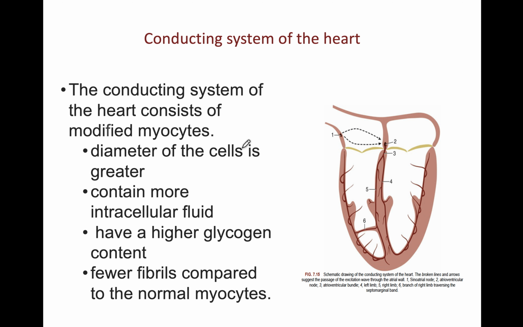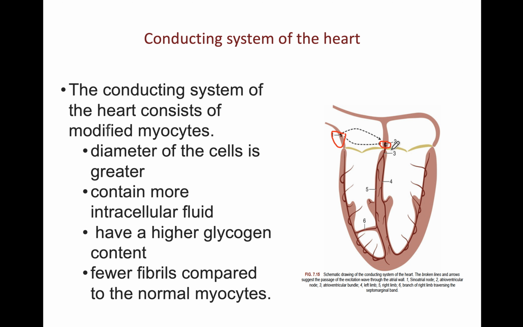And usually this structure, the conducting system, is composed of modified cardiac muscles. These muscles lose their fibril content, which is the actin and myosin for contraction. They have higher glycogen content, and they have more intercellular fluid. This structure has three portions. We have the first one, which is the SA node, the sinoatrial node.